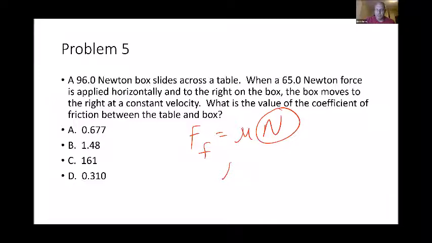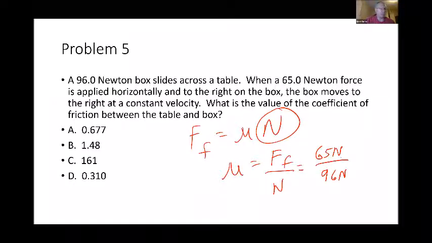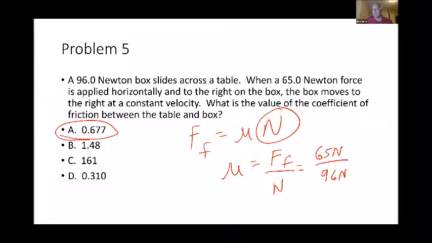If we solve this equation for mu, it's going to be F, the frictional force, over the normal force. We found in the last problem that the frictional force was 65 newtons. And since we're on a flat table, that means the normal force is equal but opposite to the weight of 96 newtons. So we divide that out, 65 divided by 96, and we end up with 0.667. So answer A looks good.